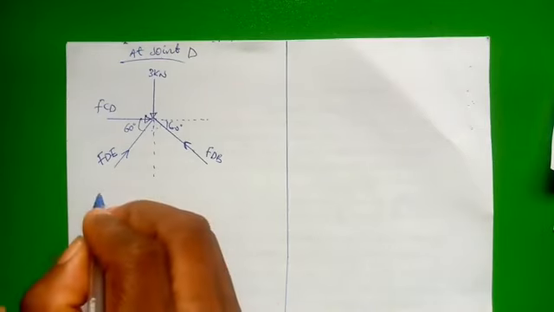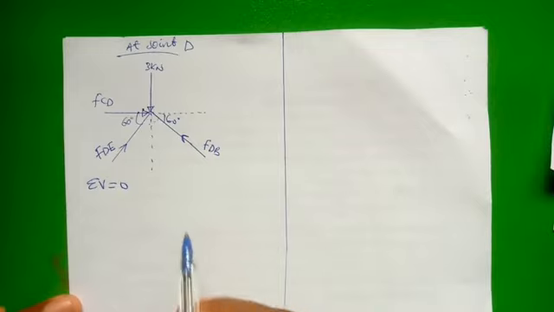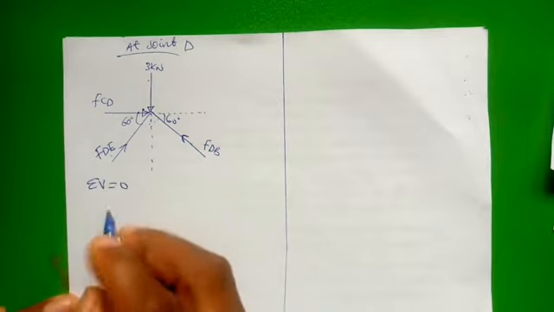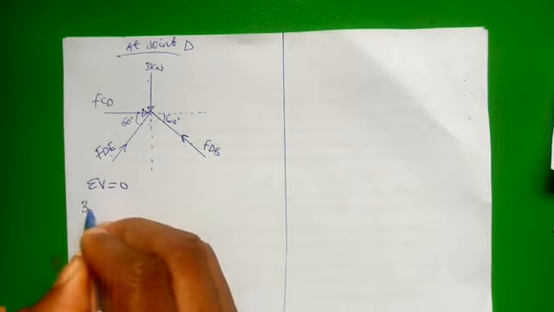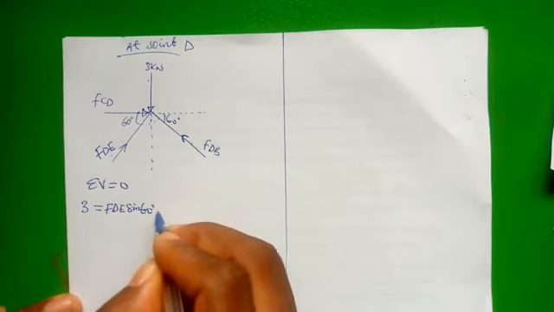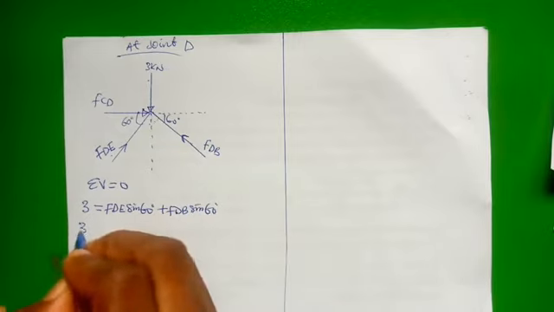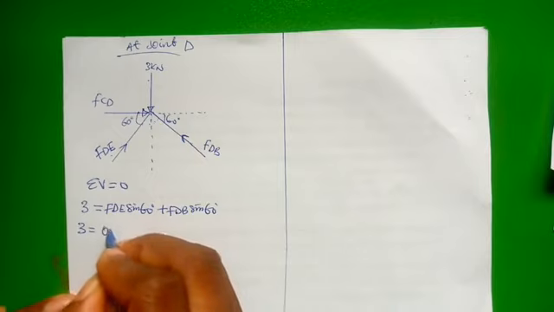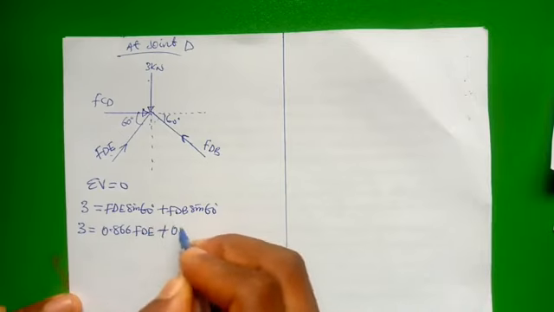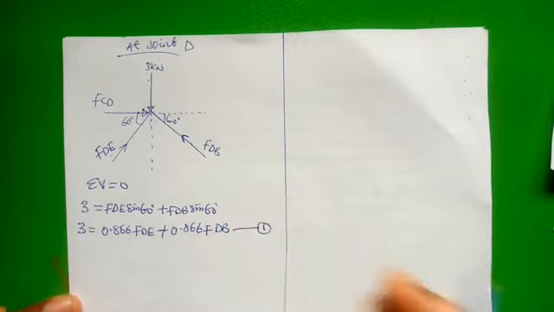So with this, we can select the summation of vertical forces to be equal to 0. We have vertical force, and these other ones, you resolve them. And in resolving, we have 3 is equal to FDE sine 60 plus FDB sine 60. 3 is equal to sine 60 is 0.866 FDE plus 0.866 FDB. Call this equation 1.